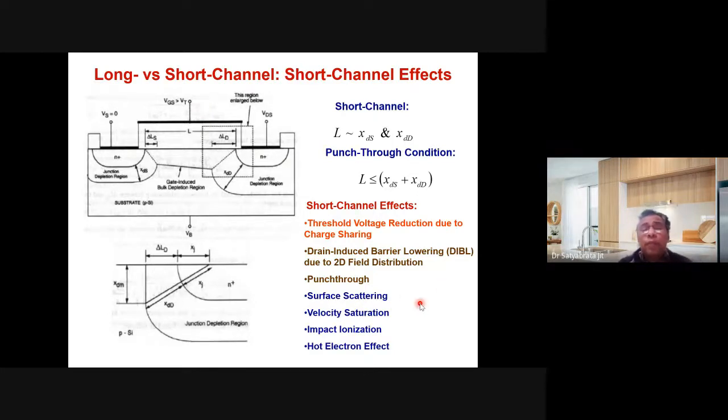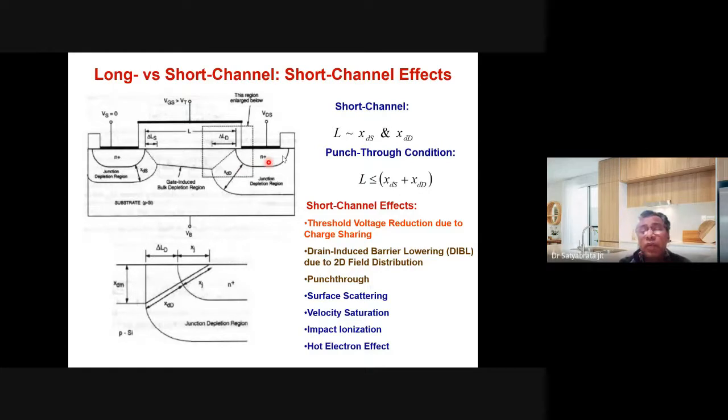Surface scattering: under this condition, due to the large gate oxide electric field, the carriers will be scattered, so the mobility will be degraded. Now velocity saturation: due to the high electric field, we cannot get a linear region. Mostly the device is either on or off. These two positions are there. So linear integrated circuits are not possible. Impact ionization: because of the high electric field, avalanche multiplication will take place. As a result, the drain channel junction can be broken.